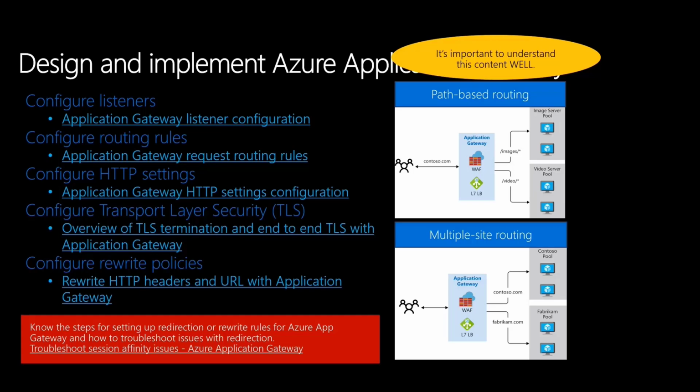So if we look at path-based routing, it sends requests that have different URL paths to different pools of backend servers. So for the top one, we see that the request is going to contoso.com/images/wildcard. And on the bottom, it's going to contoso.com/video/wildcard. So based on the URL, the application gateway is going to route the traffic to a different set of resources.